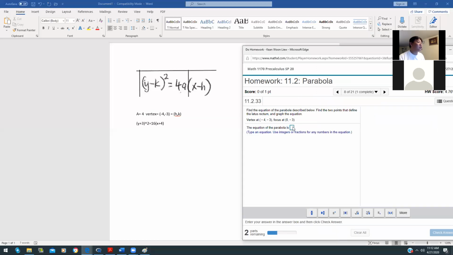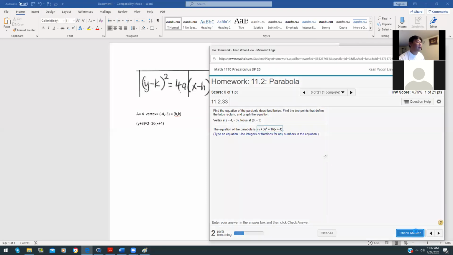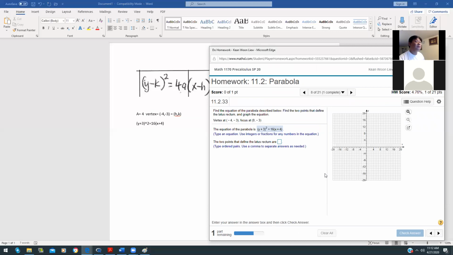So it's an equation. So it's going to be (y plus 3) to the power of 2 equals 16 times (x plus 4). So this is what you guys need to do in my test. You do not need to FOIL everything out. Just write your answer like that. You guys doing okay here so far?